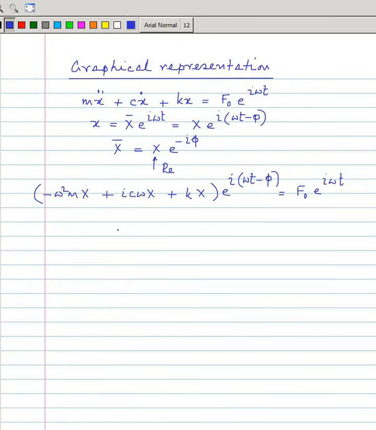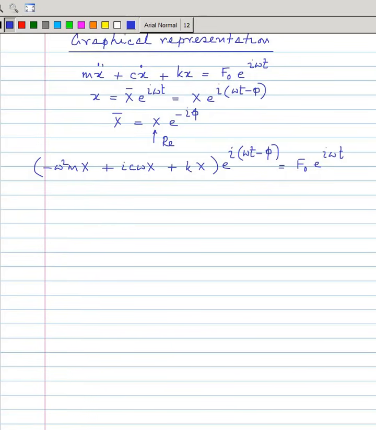So now if you draw a phasor diagram in the Argand plane, the first term is this one, kX e to the power i (omega t minus phi). So suppose this is your X. So kX and X will be in the same direction, so the length of this line is kX, and this angle is omega t minus phi. So this is kX.